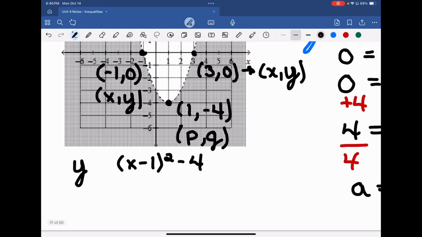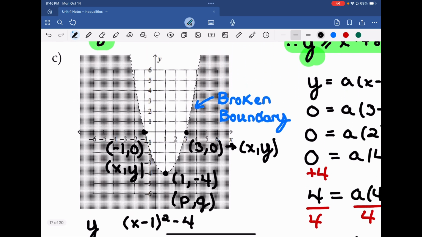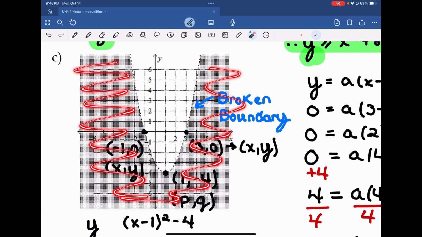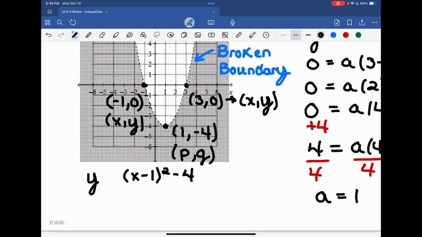Now we want to look at this and ask, is the shading above or below this boundary line? And what does it mean when it's broken? What type of inequality? Well, in this case, it's below the boundary line. It's all below that given line. So we're going to write this starting off with less than.